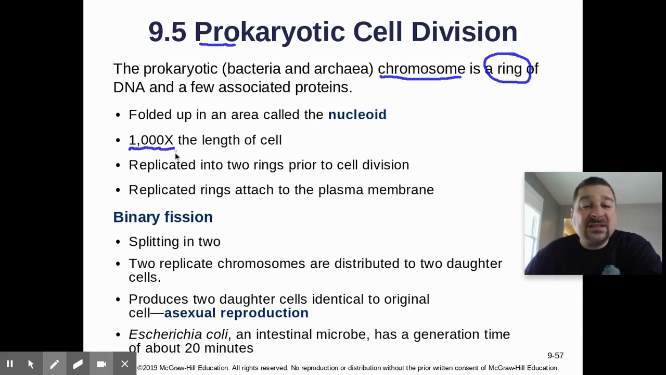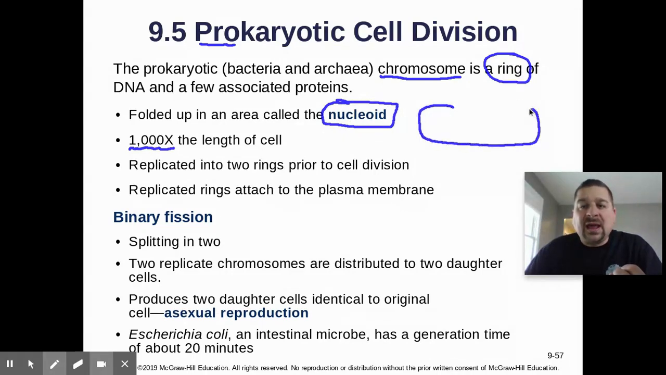It can be about 1,000 times the length of the cell. So they have some protein and enzymes that will take that big loop and fold it all up into a really dense region called the nucleoid region, which means kernel-like. If you have your bacterial cell, often near the center of the cell, you get a loop of DNA all condensed right in the middle. It looks kind of like a nucleus, but there's no membrane around it. It's not membrane bound. You just have it all clumped together in a central region.